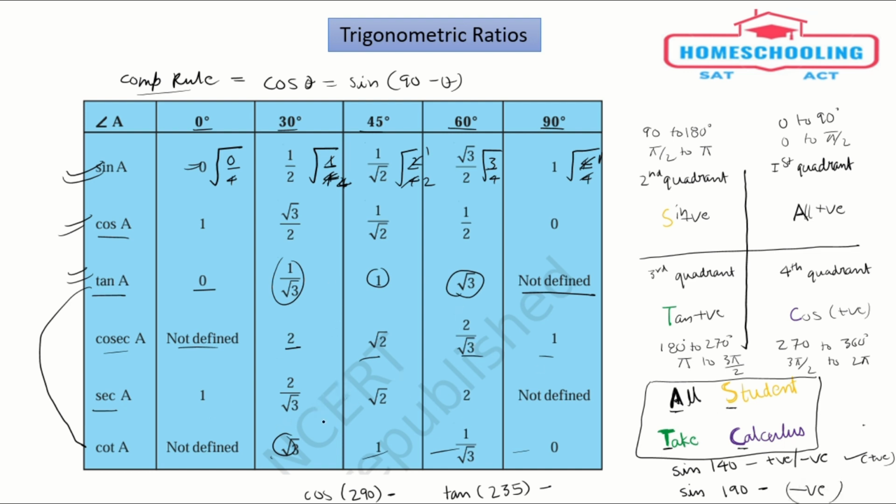Similarly, if you take tan 235, 235 comes in the third quadrant and only tan is positive, so the value of tan 235 would be positive. Then cos 290 degrees: 290 comes in the fourth quadrant, and in the fourth quadrant only cos is positive, so cos 290 would be positive.